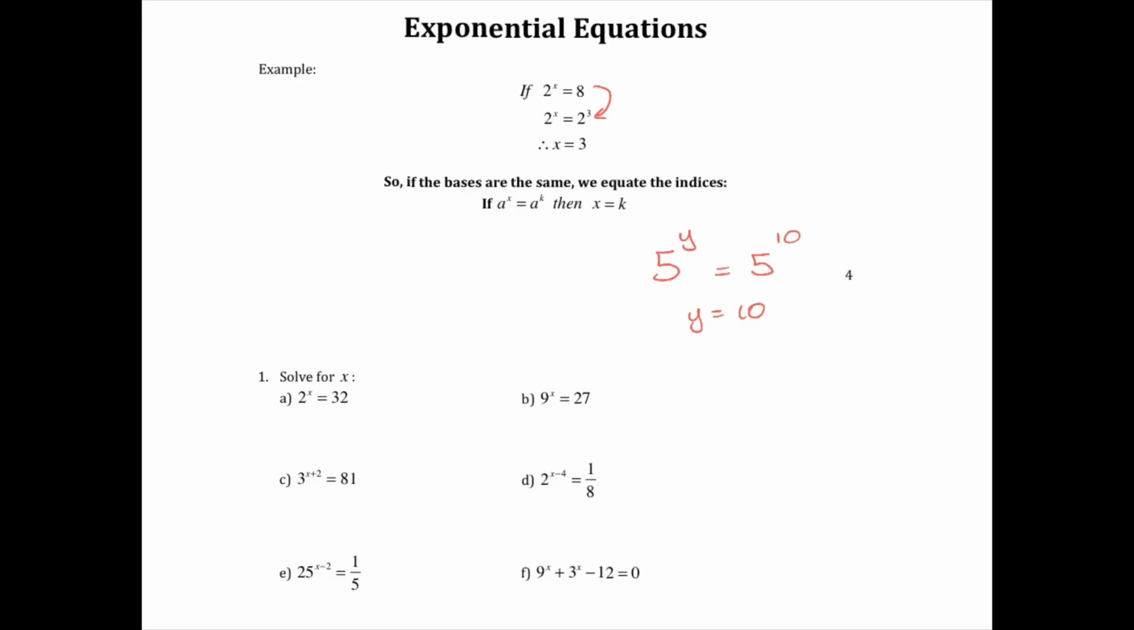Here's another example. If I've got 3 to the x plus 1 equals 3 to the 9, what can we then say? x plus 1 equals 9, and therefore x is 8, by minusing 1 from both sides.